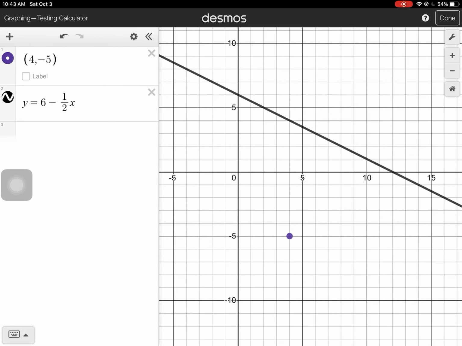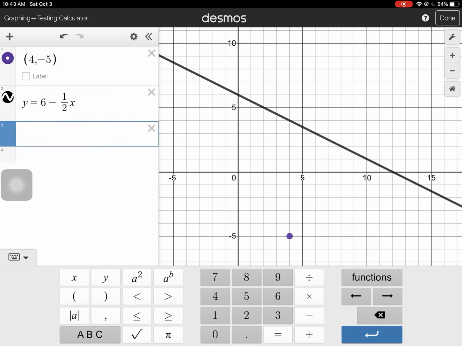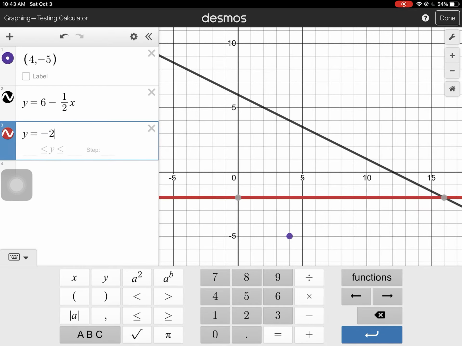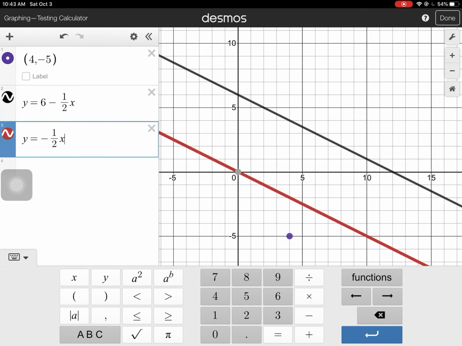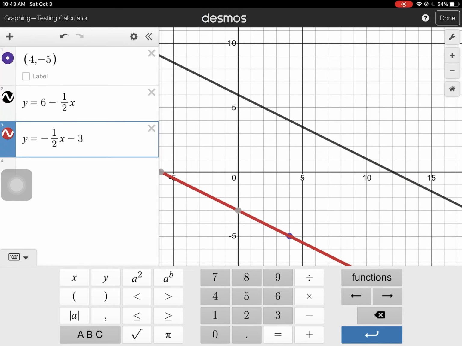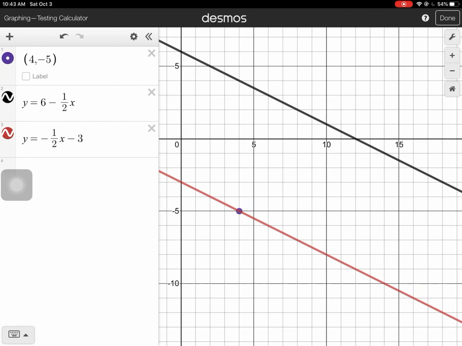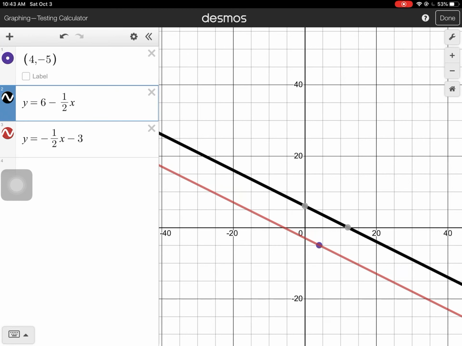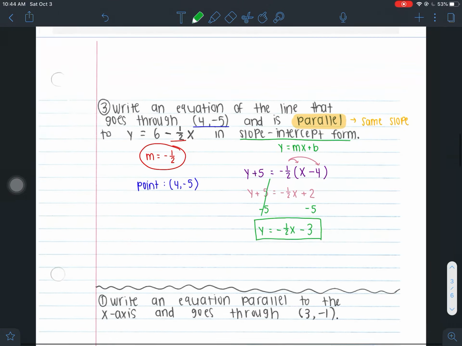Okay, so that's the equation. There's that purple point. And then we came up with the equation y equals -1/2 x minus 3. Perfect. All right, so yeah, it goes to that purple point, and then it is parallel to that black line that they gave us originally. So that is the equation.